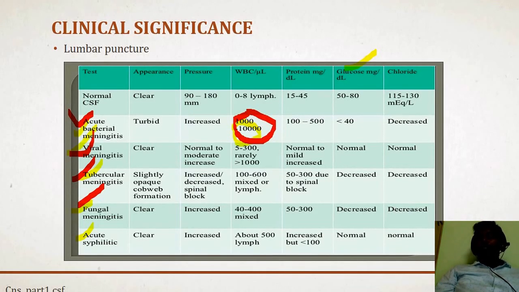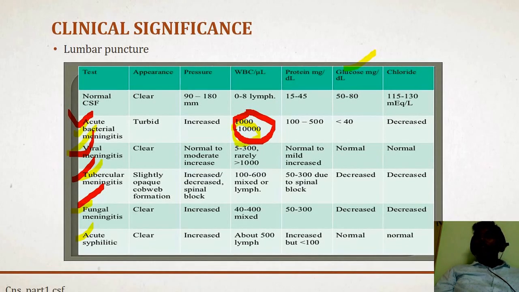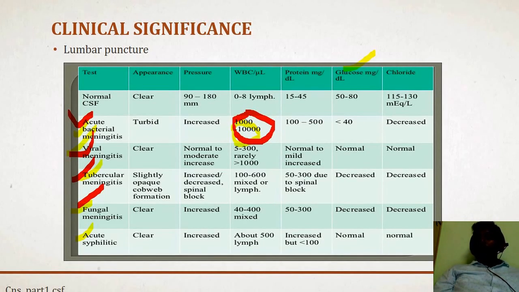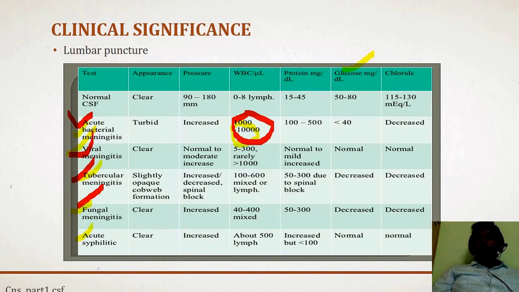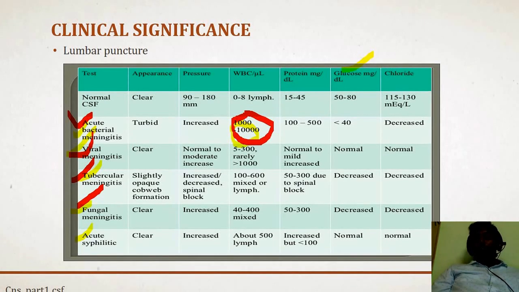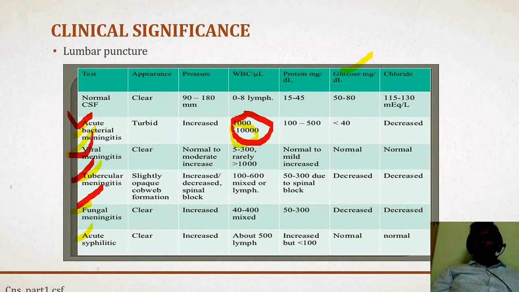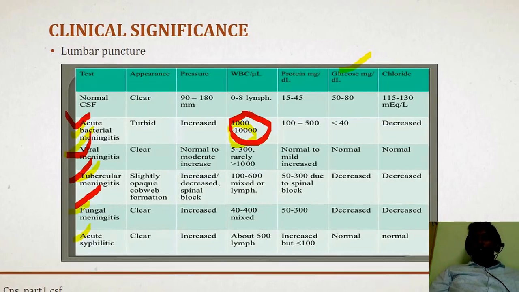Normal proteins would be 15 to 45 milligrams per deciliter, but these are very much increased whenever there is meningitis. By analyzing the proteins, we can also diagnose certain immunological disorders like multiple sclerosis, systemic lupus erythematosus, etc. Normal glucose within the cerebrospinal fluid would be two-thirds of the plasma glucose, that is 50 to 80 milligrams per deciliter. It would be reduced because the leukocytes and the microorganisms present in the brain would utilize it. Based on these parameters, we can differentiate the meningitis and come to a diagnosis of whether it is bacterial, viral, tubercular, or fungal meningitis.